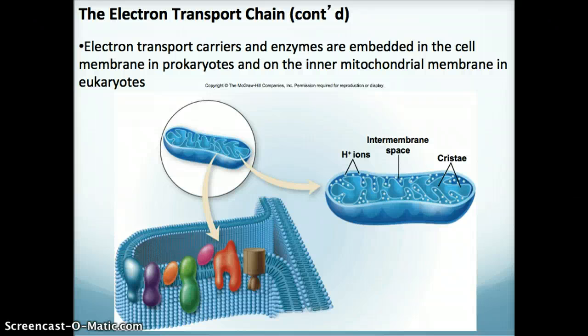So where does this take place? We talked about that in prokaryotes, it takes place in the cytoplasm, and that the electron transport carriers are in the cell membrane. And in eukaryotes, it's actually in the mitochondrial inner membrane. Okay? So it's not on the cell membrane in eukaryotes, it's in the mitochondrial membrane.